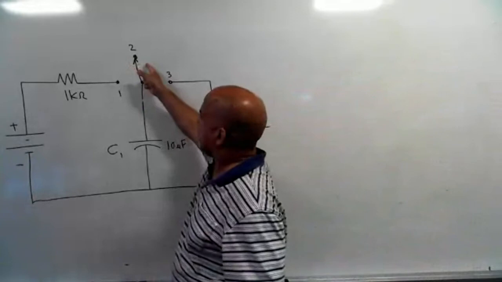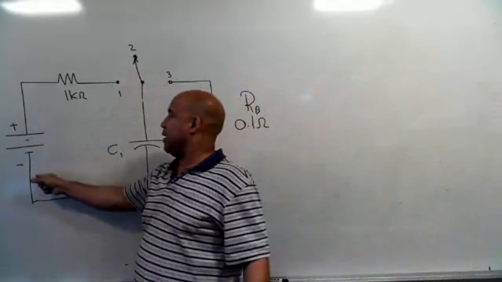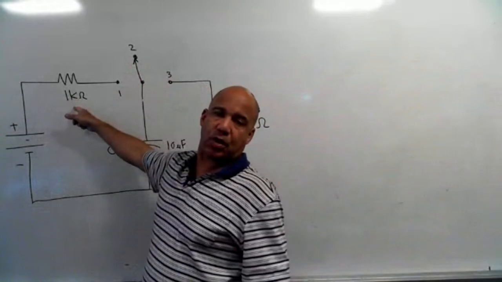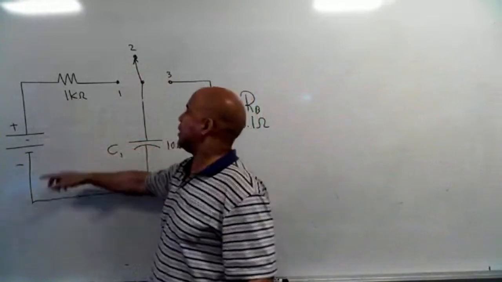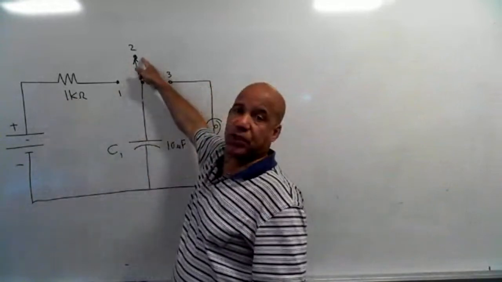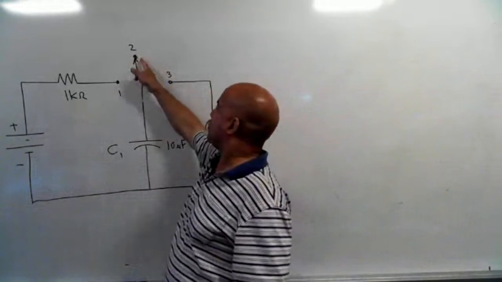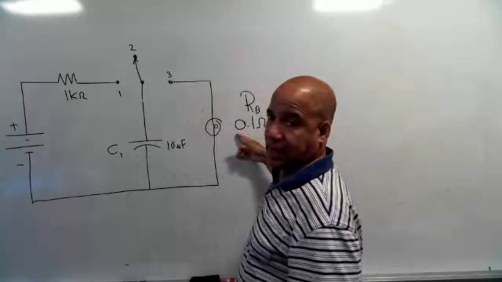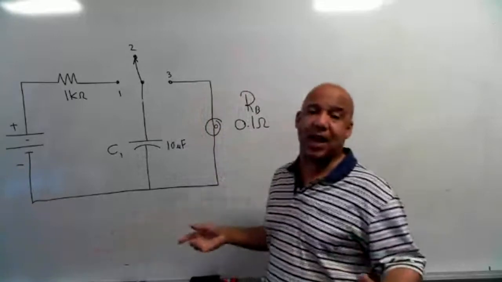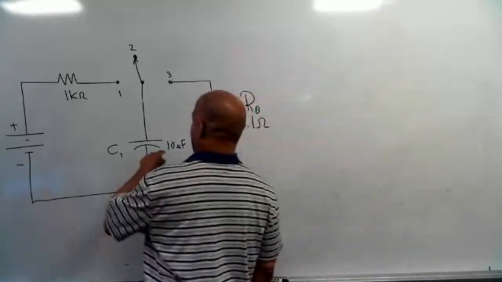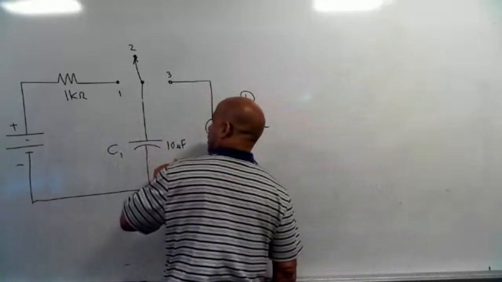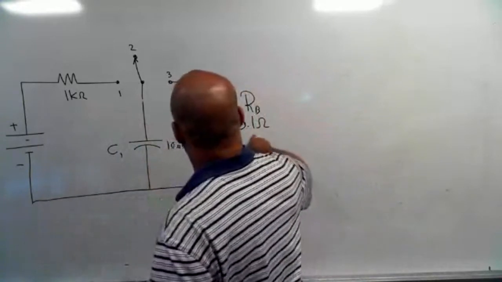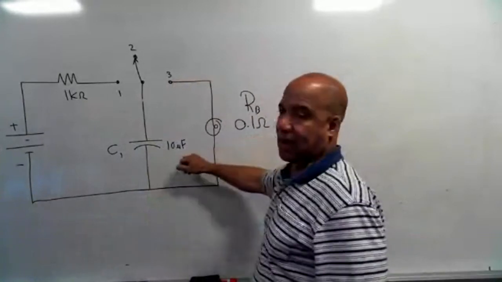When I go to position 1, the capacitor is going to charge through the 1,000 ohm resistor. And now when it's fully charged, I can move it to position 2. When I go from position 2 to position 3, now I have a discharge circuit and the light bulb will light up. Two different taus though, because the tau for this is R times C, so 1K times 10 microfarads, and the tau for this is 0.1 times 10 microfarads.